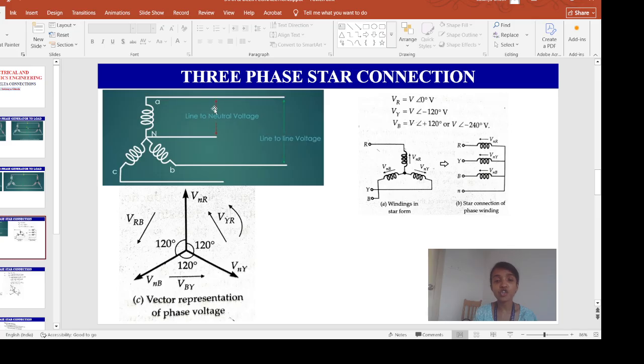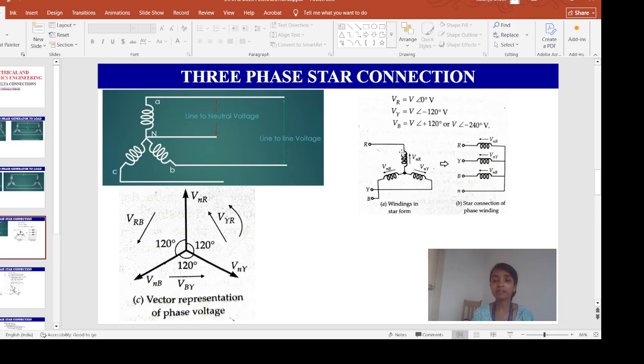Now the voltage, the potential difference between line A and point N, is called the line to neutral voltage or phase voltage. And the potential difference between line A and line B is called the line to line voltage. So the potential difference between two lines is called the line to line voltage, and the potential difference between a line and the neutral point is called the line to neutral voltage or the phase voltage. Now let's say you consider this network. This is also a star network or Y network.